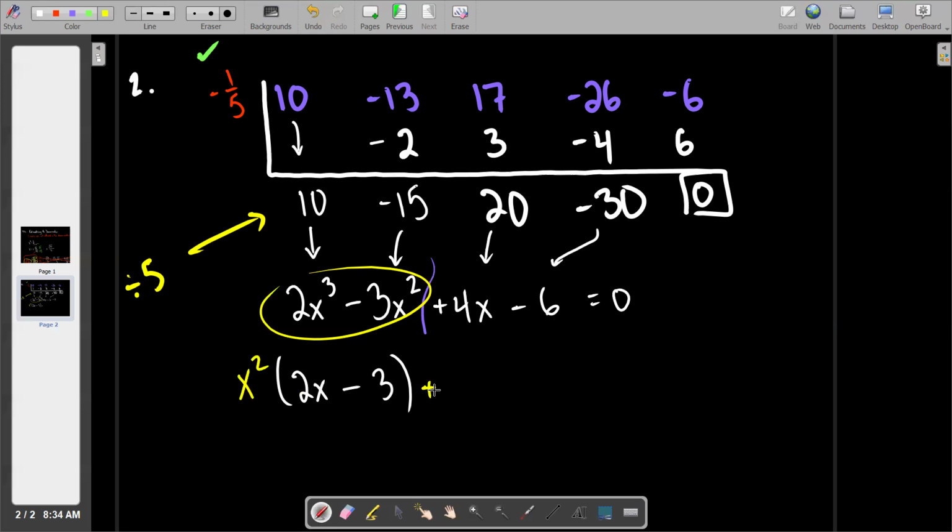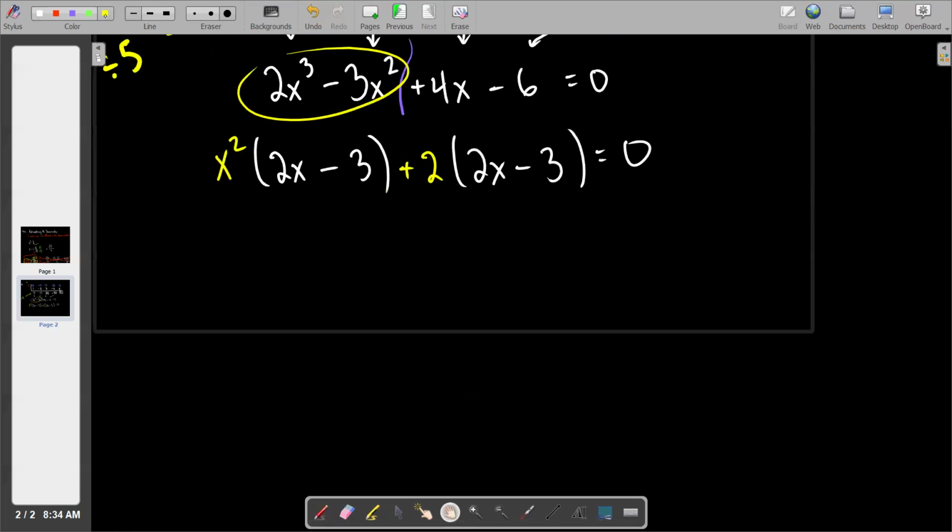And then what can you take out of 4x and 6? 2, which leaves behind what? 2x minus 3. Since we're dividing both of them by 2, we go, bam, look, it worked. So our yellows come together to form a factor, and our whites GCF themselves out to become the other factor. And we have those two factors. Are you with me so far?